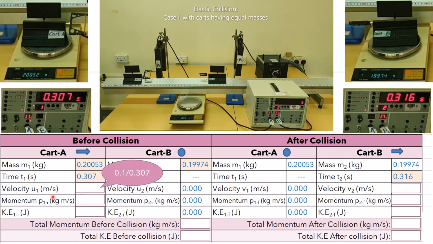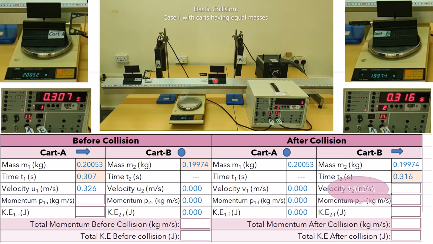Simple, the velocity is given by the length of the cart divided by the time of obscuration. So in this case 0.1 meter divided by 0.307 seconds. So the answer is 0.326 meter per second. This is the velocity of cart A before the collision. With this velocity it hits cart B.